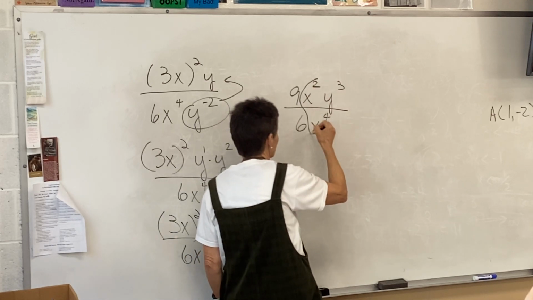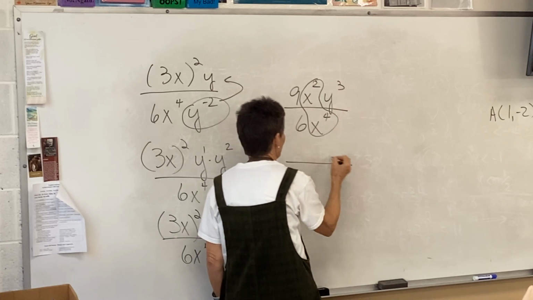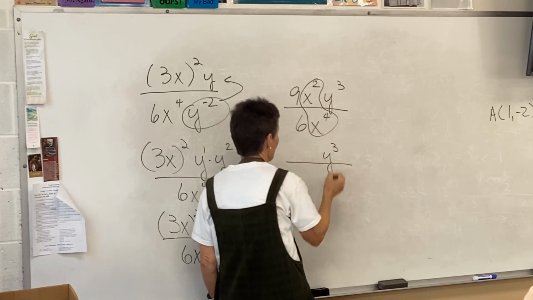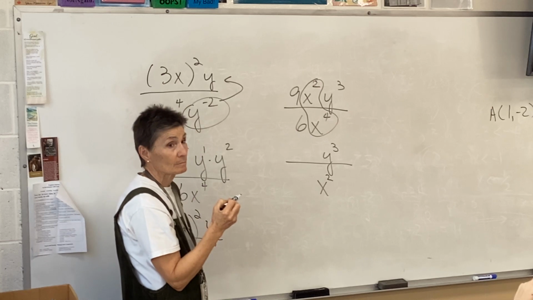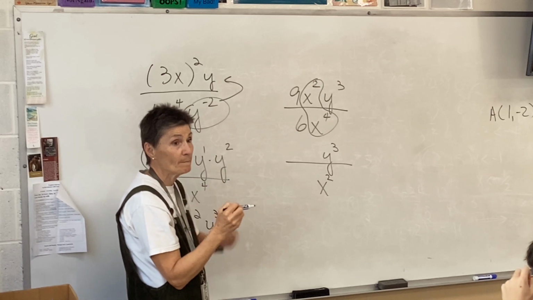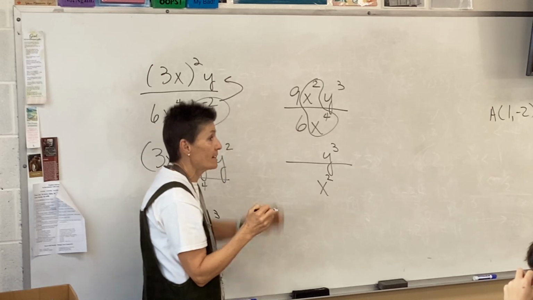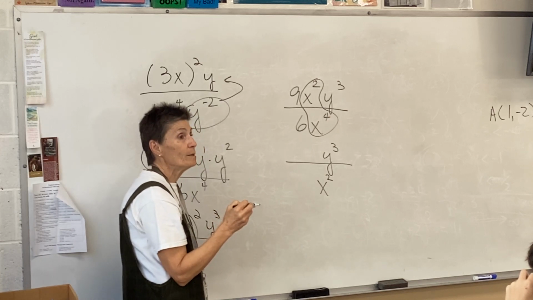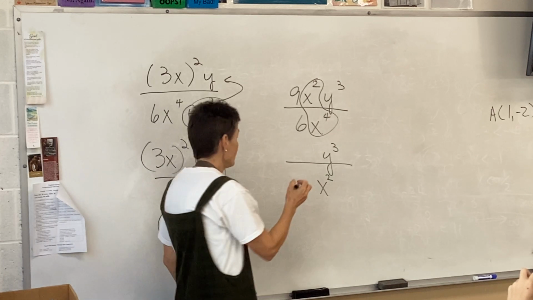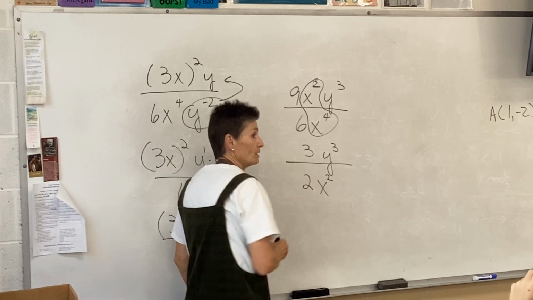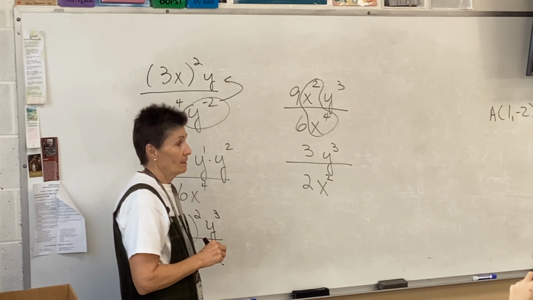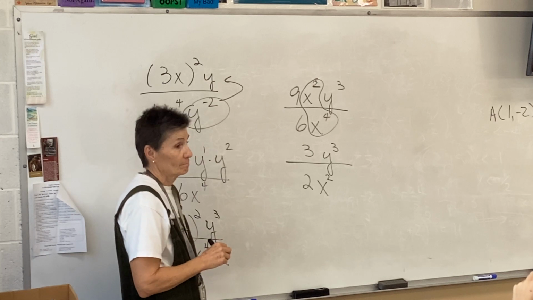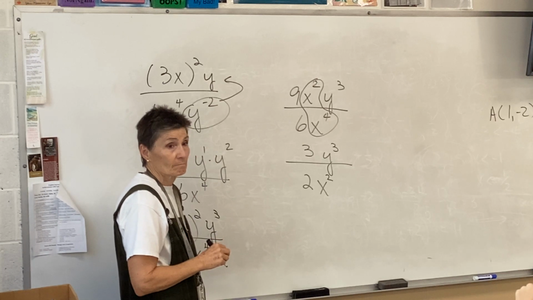Yeah. So I still have my y cubed up here, but now I'm going to have x squared on the bottom. Because I have 2 of them over 4 of them. And then what about 9 and 6? We can divide 3 out of both of those and make that 3 over 2. Just regular reducing fractions. And that's our answer. Good?